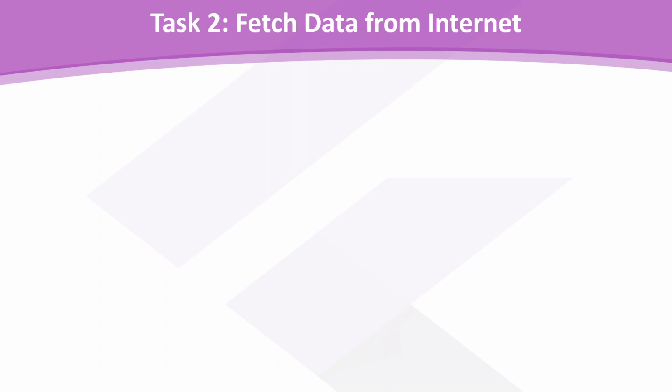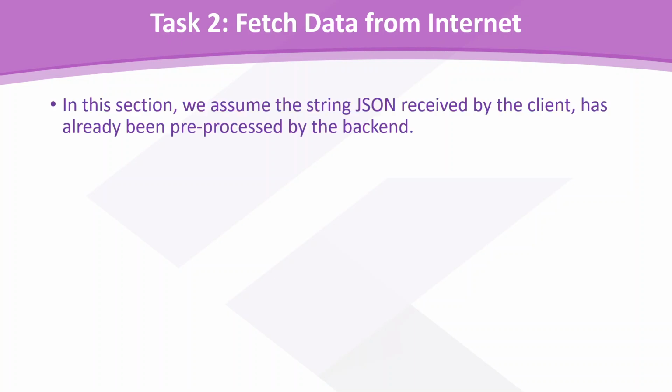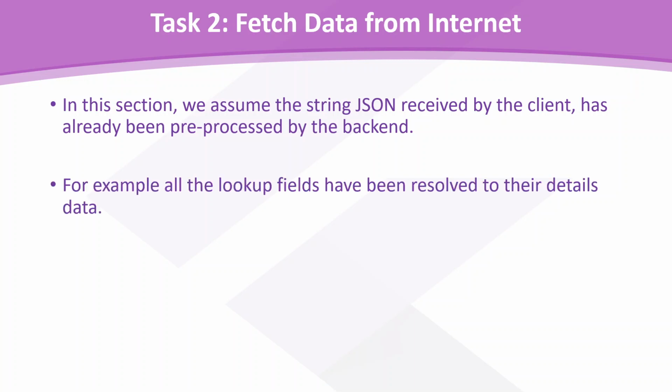Next task, we are going to modify the code so that it will fetch data from the internet. Just now we were using hard-coded data. In this section, we are going to assume the JSON string received by the client has already been pre-processed by the backend. What I mean by this, for example, is that all the lookup fields have been resolved to their detailed data. Lookup fields are basically something like an ID, right?